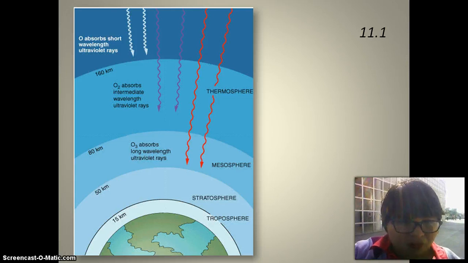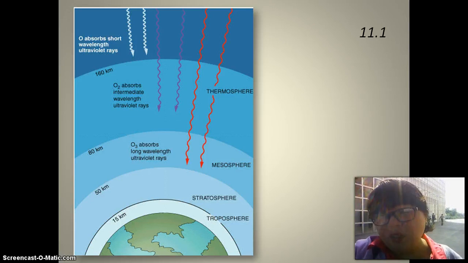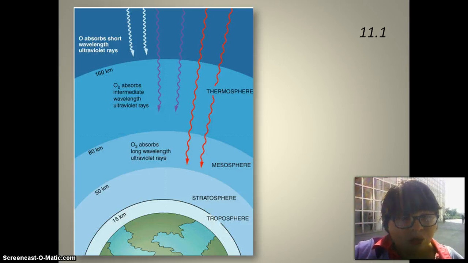Next, we have the mesosphere, which absorbs the O3 and the ultraviolet rays. This one is about 80 kilometers thick. Then we got the thermosphere, which absorbs the O2 and the wavelength of the UV rays. As you can see, these layers stop the sun or the UV rays from burning us or damaging our skin. This one's about 160 kilometers.